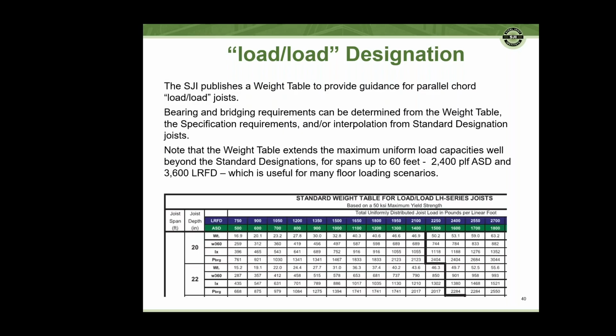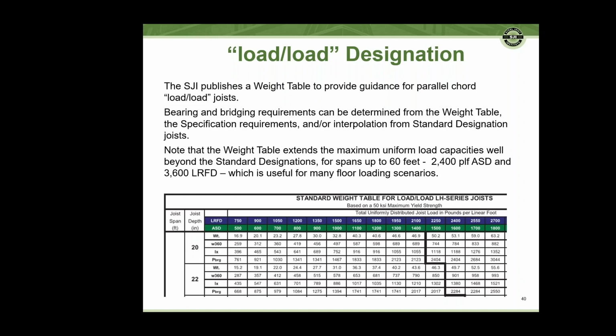To help when specifying the load over load designation, the SJI publishes a weight table that gives some guidance in terms of bearing depths and bridging requirements. So those can be found in the weight table. And the key thing to note is that the weight table extends the maximum uniform load capacities beyond the standard designations, principally for spans up to 60 feet. We go as high as 2,400 PLF ASD, 3,600 LRFD, so that can be useful for many floor loading scenarios.